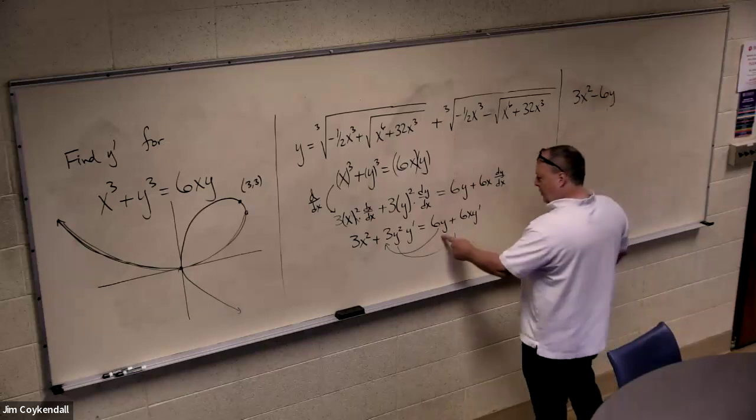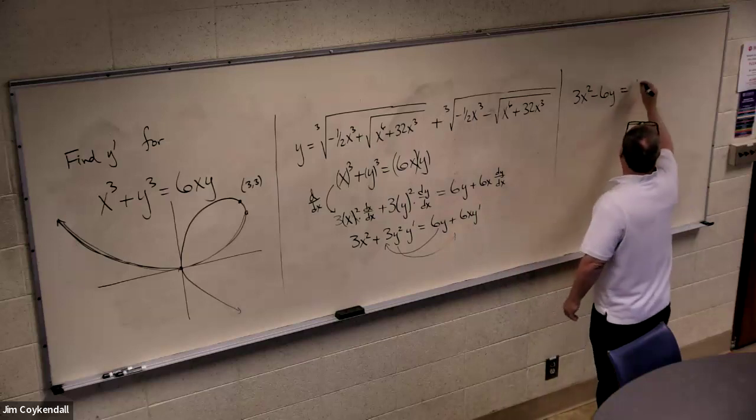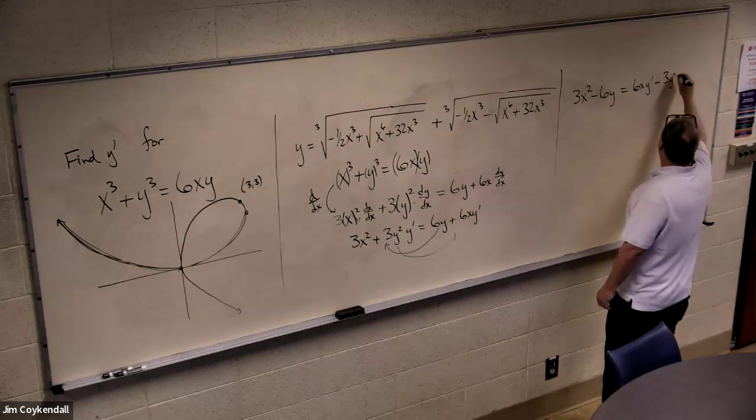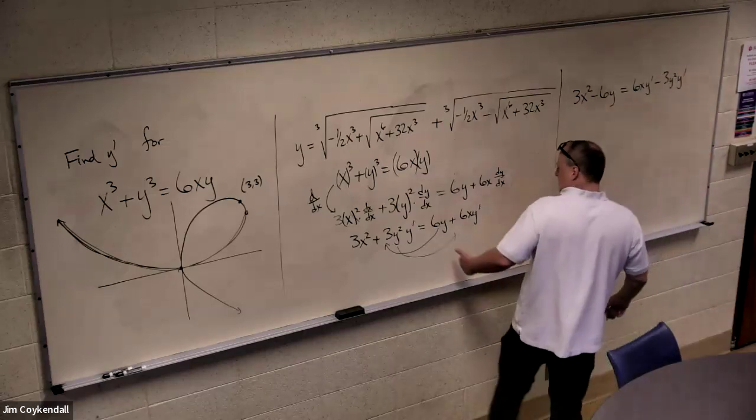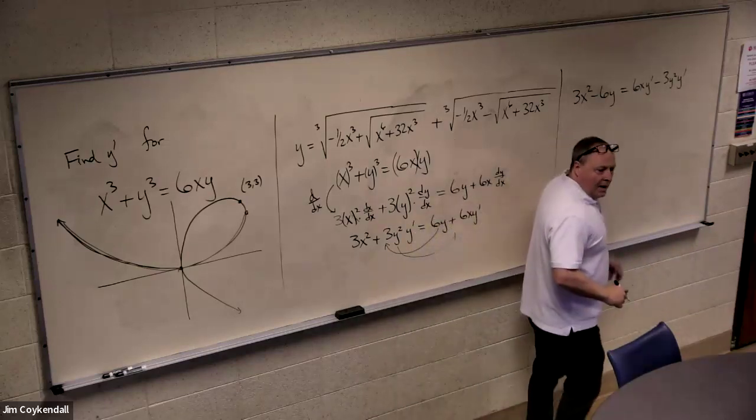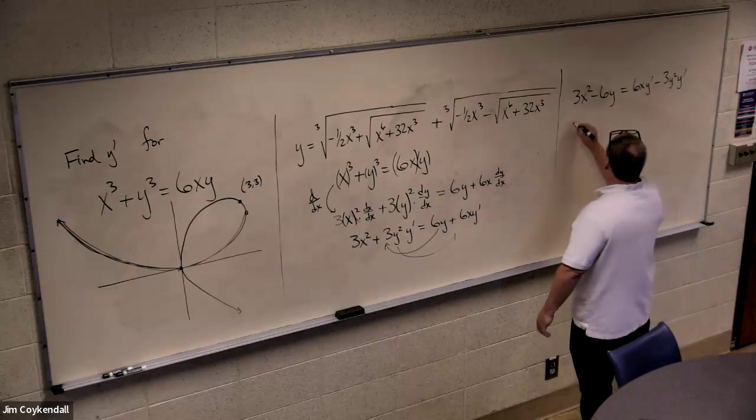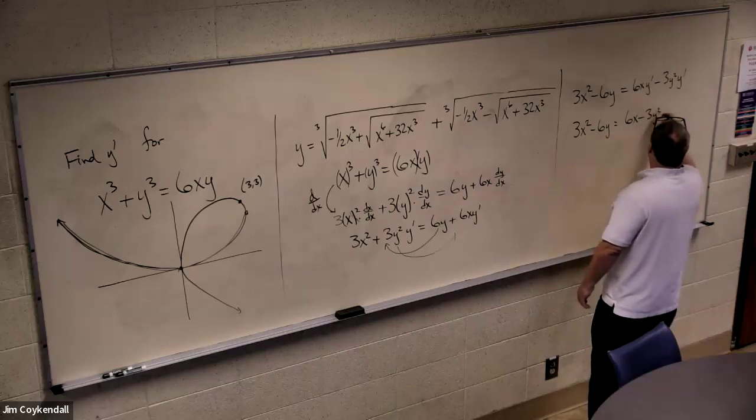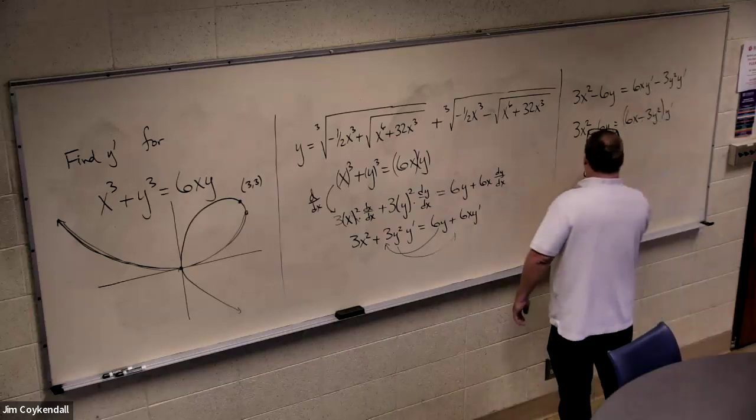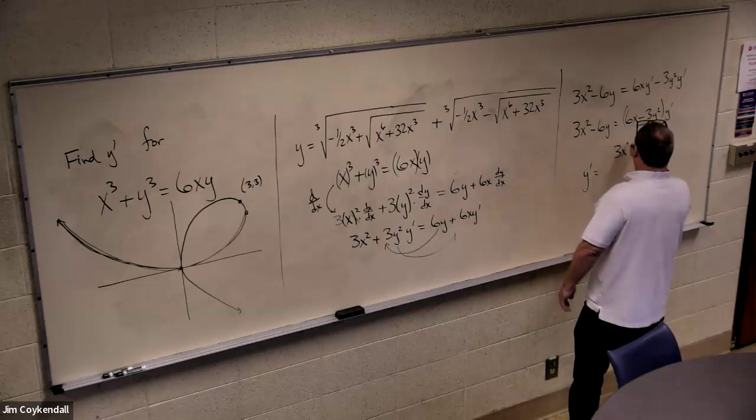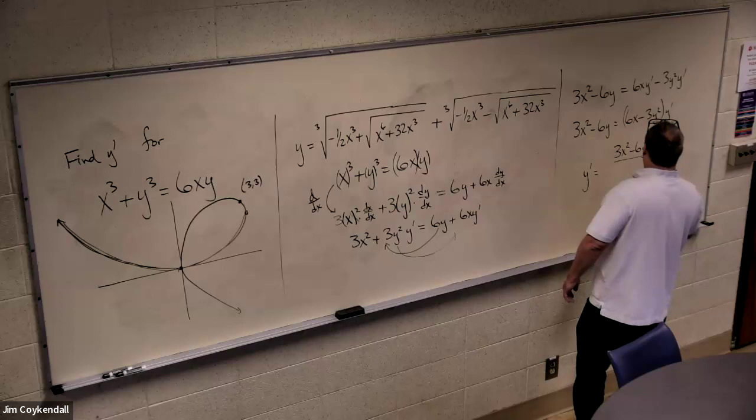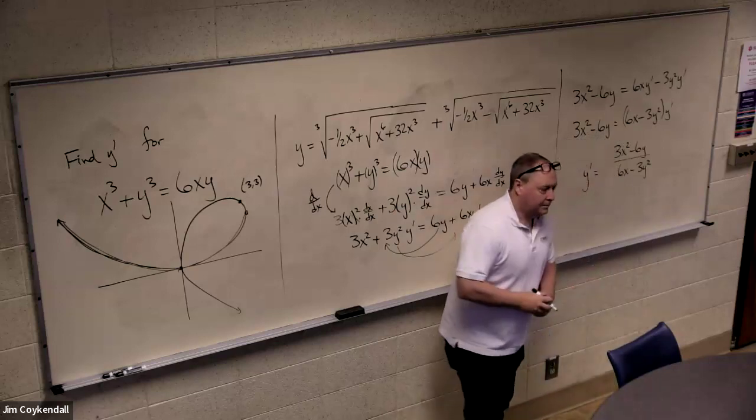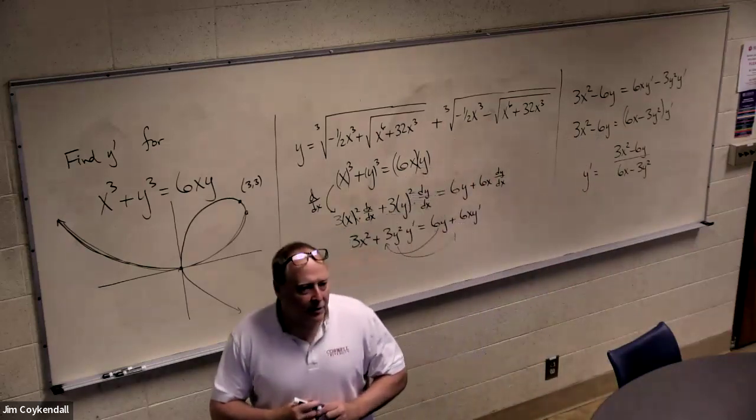So we'll see what I'm going to have: 3x squared minus 6y, and 6x y prime minus 3y squared y prime. And this allows me to pull out y primes. Y prime is 3x squared minus 6y over 6x minus 3y squared. And there you get a nice rate.